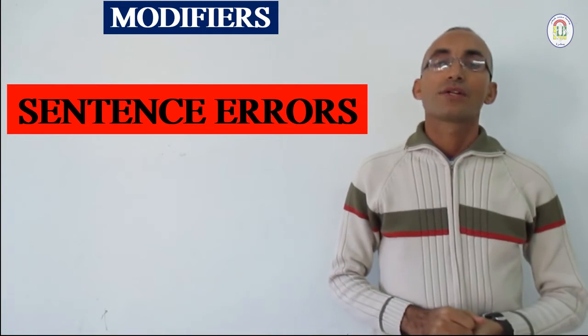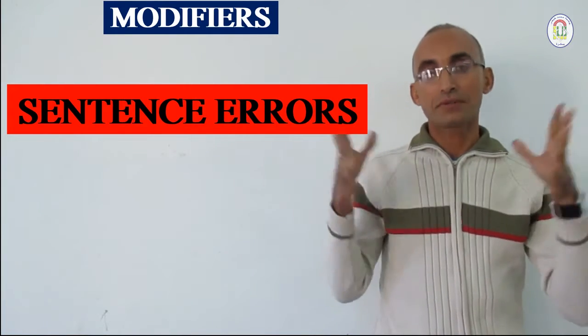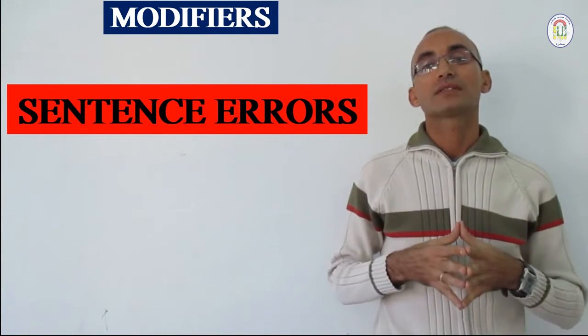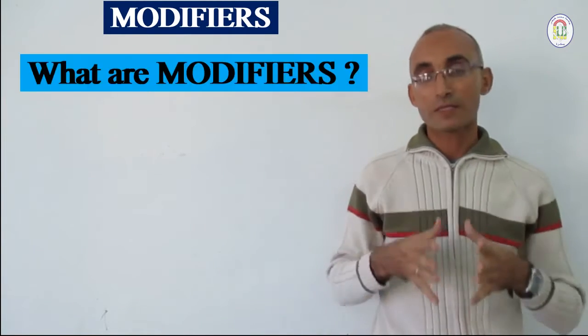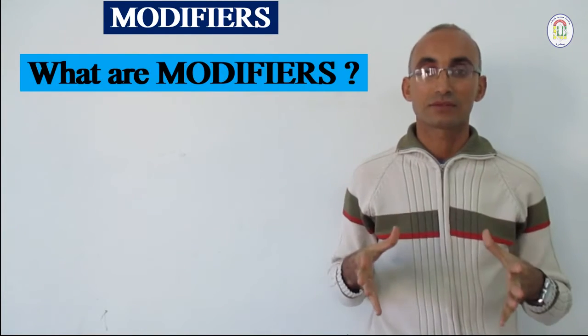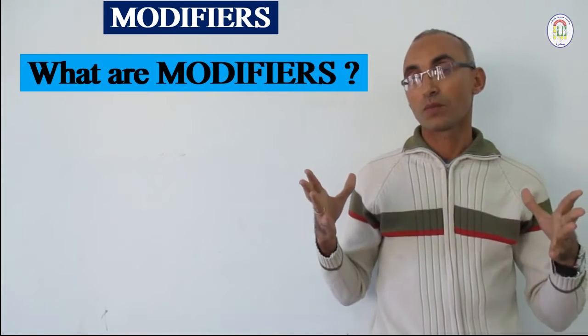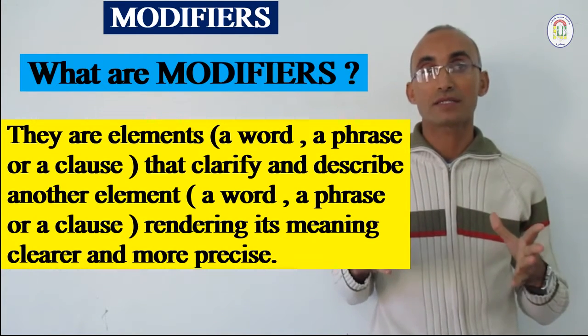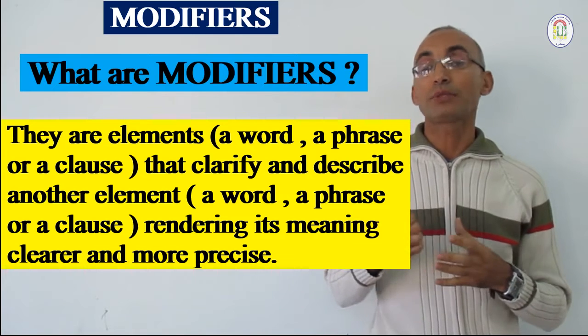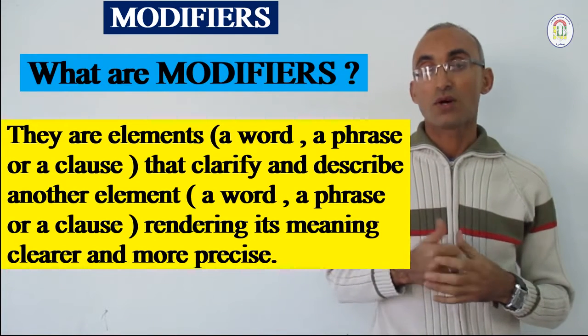Now this time we will study the errors which happen at the level of modifiers. But before this we need to know what modifiers are. So when we say modifiers, what do we mean by this word? So these are elements, right? It can be a word, right?